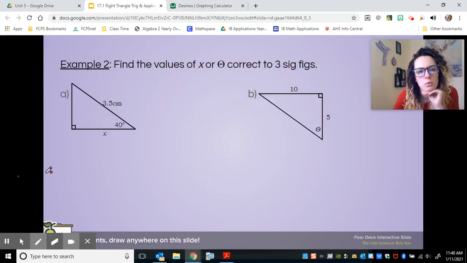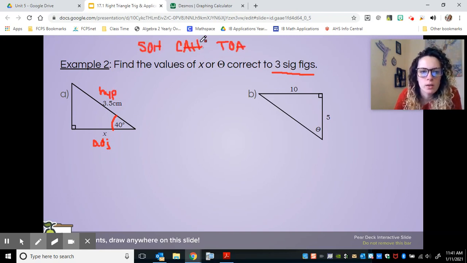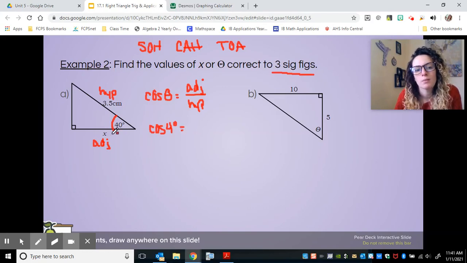So example 2, we're asked to find the values of x or theta correct to 3 significant figures. So looking at letter A, I notice that they give me one angle of 40 degrees. If I focus on that angle, I'm looking for the adjacent side, and I'm given the hypotenuse. So adjacent and hypotenuse, thinking about SOHCAHTOA, that tells me I'm using cosine. Filling in what I know, the angle is 40 degrees. I'm looking for my adjacent side, so I'll leave that as an x, and I have my hypotenuse as 3.5.